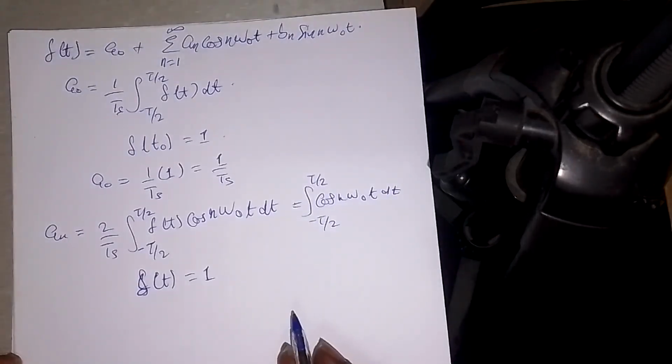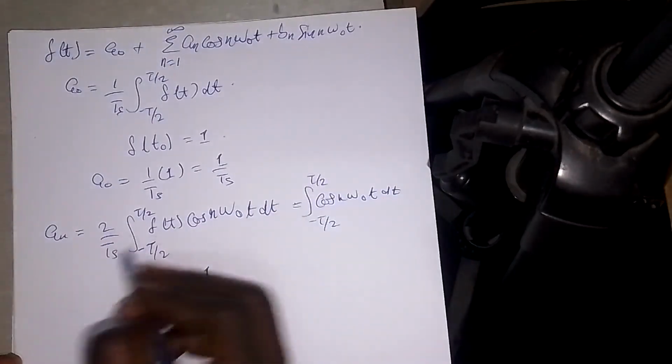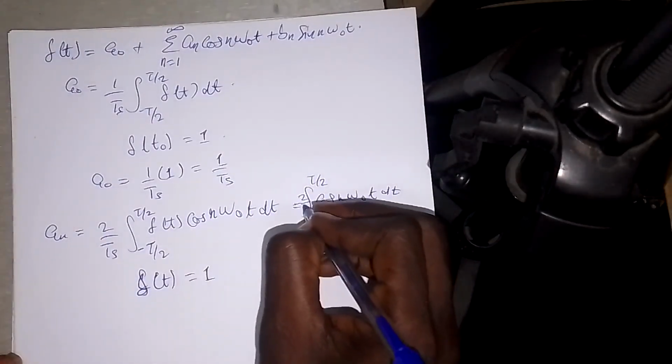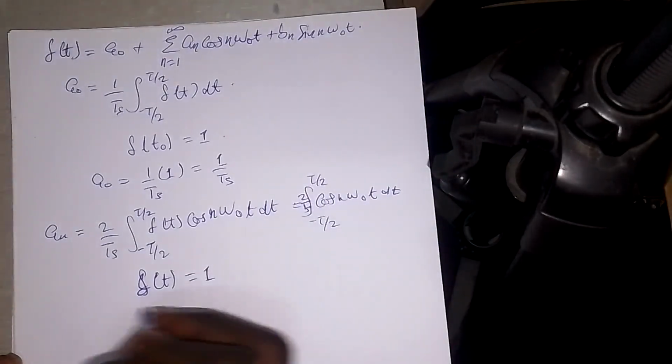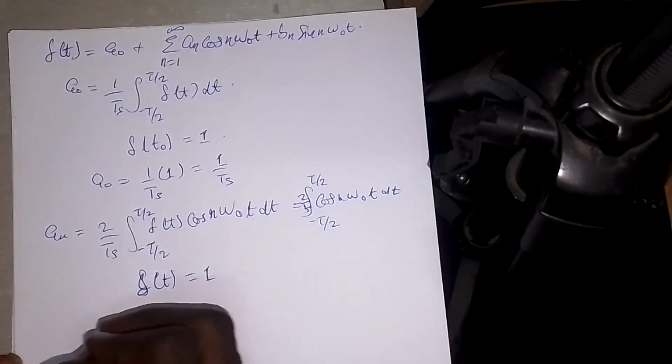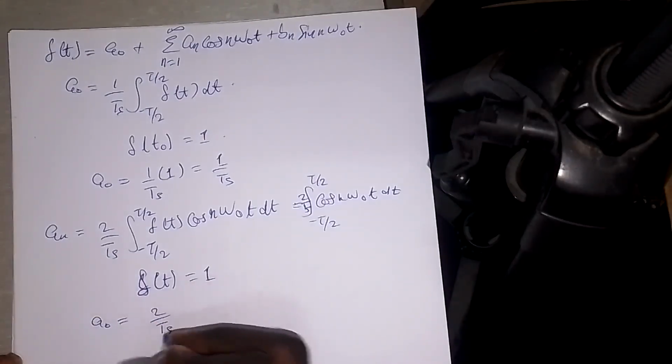Okay, so now this is what I'm actually going to have, but I have to bring the 2 over Ts here. So 2 over Ts. Okay, so basically what I'm saying is that a naught is equal to 2 over Ts.